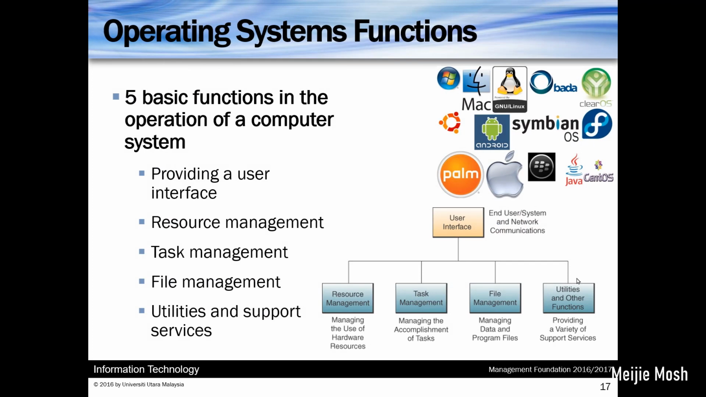There are five basic functions of operating system in the operations of a computer system. So the operating system provides a user interface. It also provides resource management, task management, file management, utilities, and support services. For user interface, it is for end users between the system and network communications. For resource management, it is used to manage the use of hardware resources. For task management, it is used for managing the accomplishment of tasks. File management is used to manage data and program files and utilities and other functions. Provide a variety of support services.